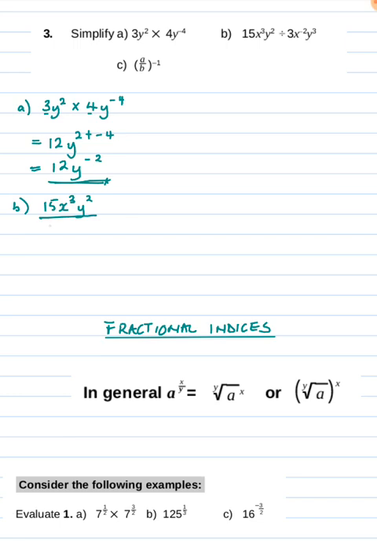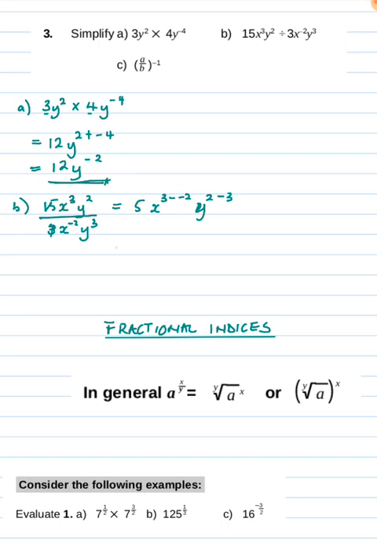Divided by 3x to the power minus 2 y to the power 3. So we take the numbers, 3 into 15, that's 5. Then the x's, x to the power of 3 minus 2. Then y to the power of 2 minus 3.